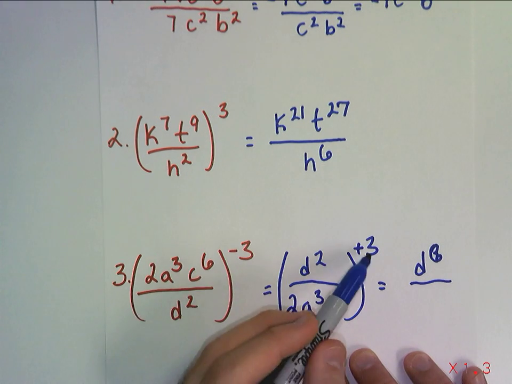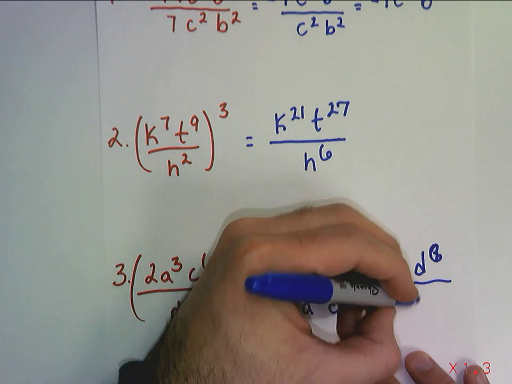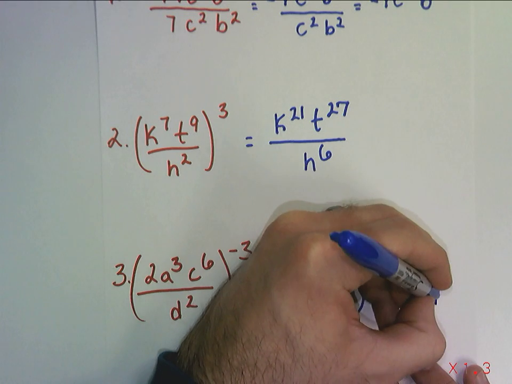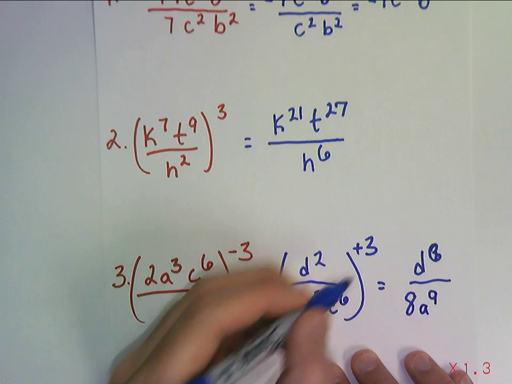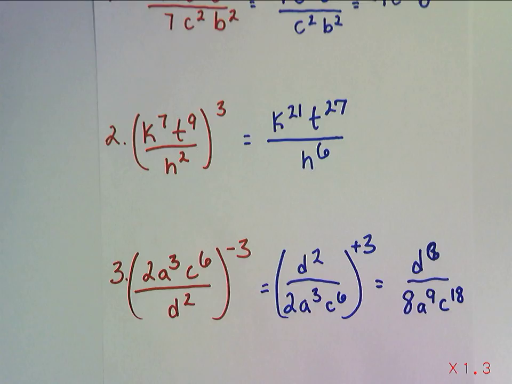And then I have to give this 3 to each thing that's down here. That includes this 2. So 2 to the third power is 8. 3 times 3 is 9, so a to the ninth. And then 6 times 3, which is 18, so c to the 18th. Final answer would be d to the 6th divided by 8 times a to the 9th times c to the 18th.